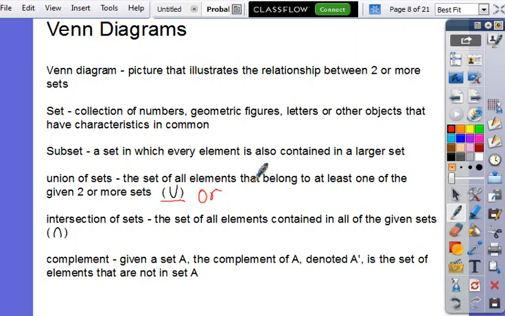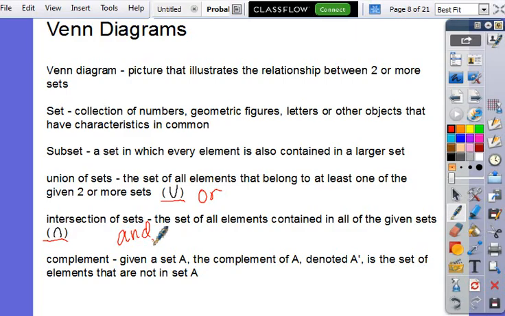If it gives you the intersection, that's like an and. It's got to be the first set and the second set to be part of the answer. Everybody see the difference? Or is in either one of them, it counts. And means it's got to be in this one and that one to be in the answer.